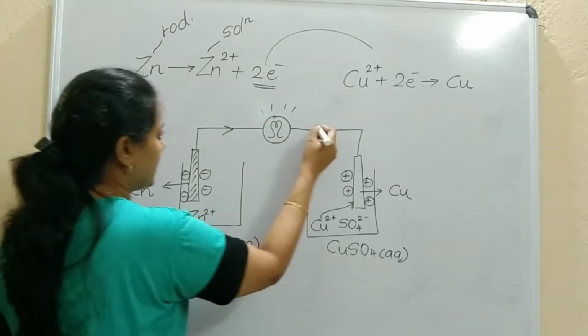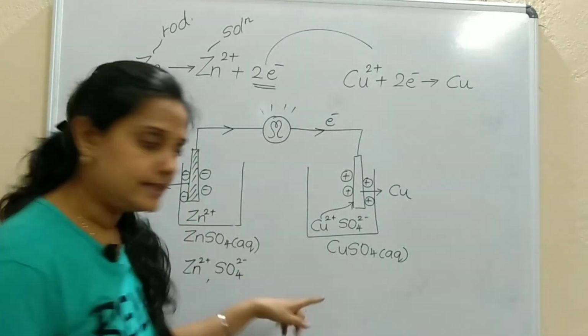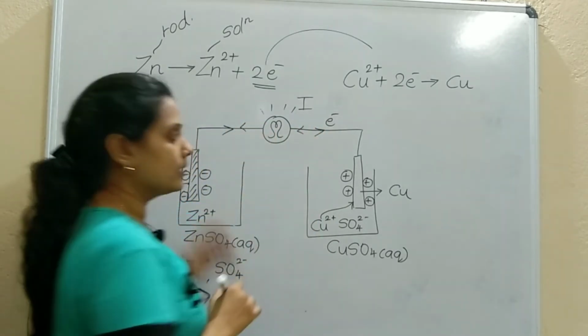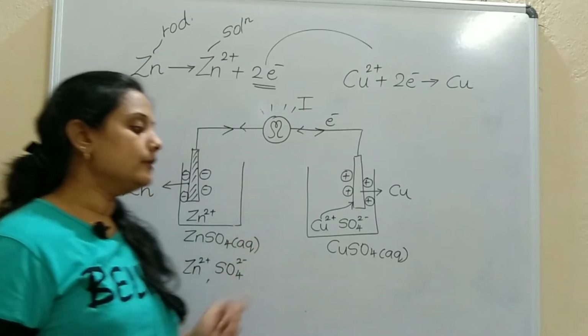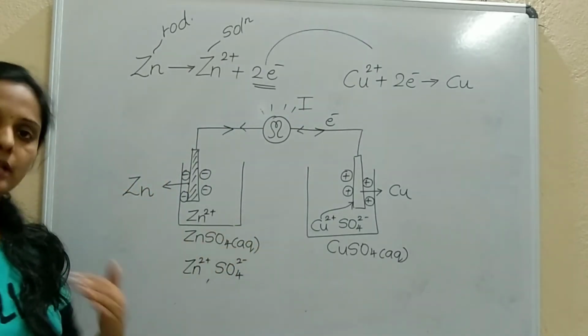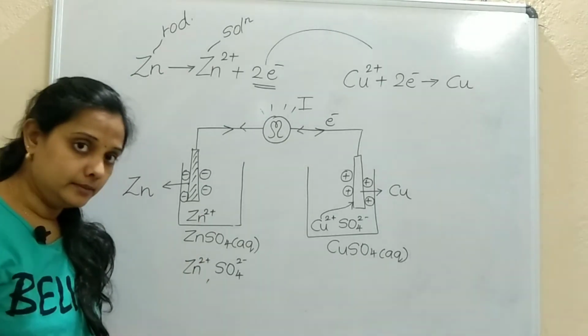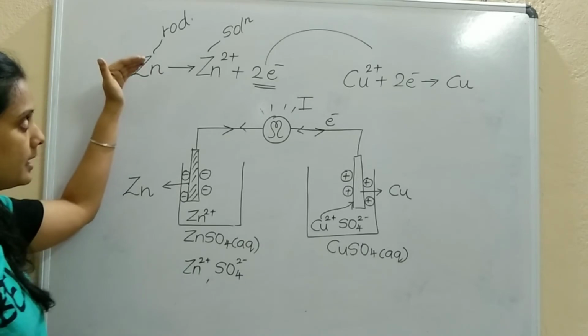So the bulb was glowing here. The electrons are moving, and we know when the electrons move from left to right, the current flow will be from right to left. Don't get confused. If the electrons move from left to right, the current flow will be from right to left, in the opposite direction. Correct.